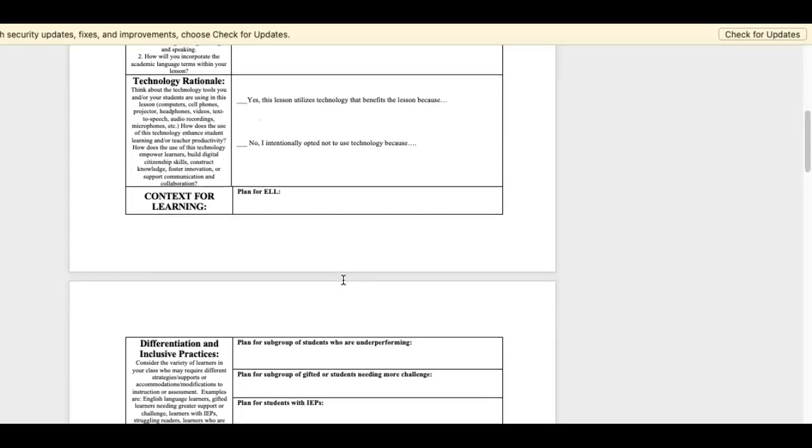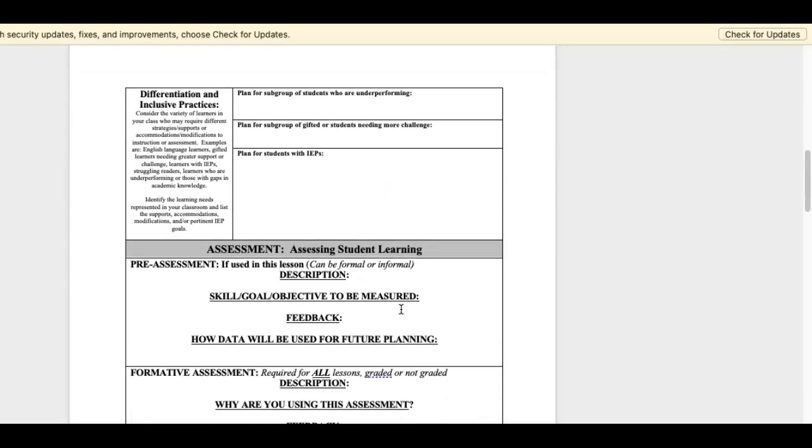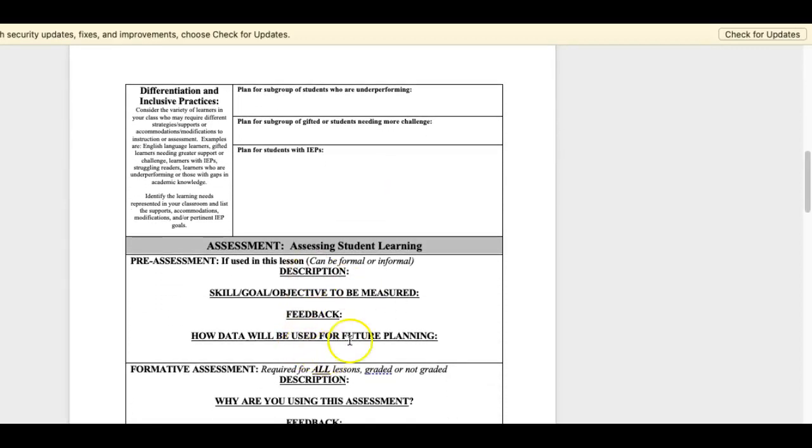The context for learning, you are going to need to complete. So you're going to think about how would you adapt this lesson for an English language learner or for a group of students who are underachieving, a group of higher achievers who need more challenge, and for students with IEPs. You're going to need to complete all of the assessment areas.